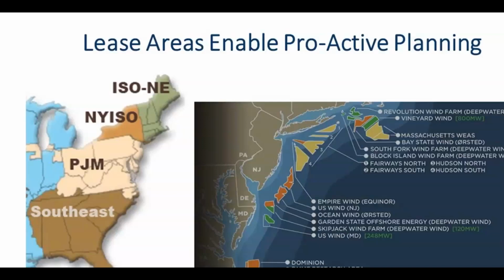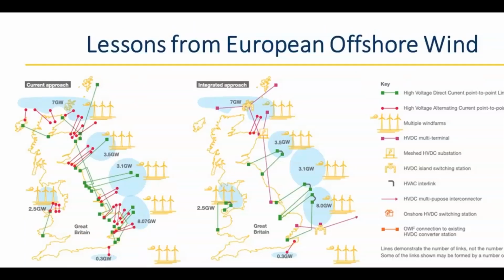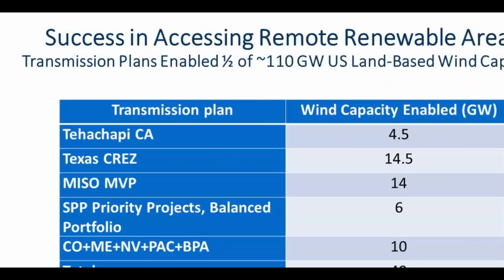The politics of getting the multi-value planning and the broad cost allocation are still challenging here. And I think that's exacerbated by the fact that most of the offshore lease areas are at the seam between three RTOs, and there's currently no workable mechanism for dealing with those inter-RTO benefits and allocating costs. Hannes covered a lot of this stuff. Basically, a planned approach is just far superior to an unplanned approach.